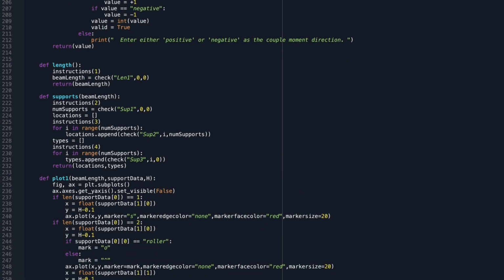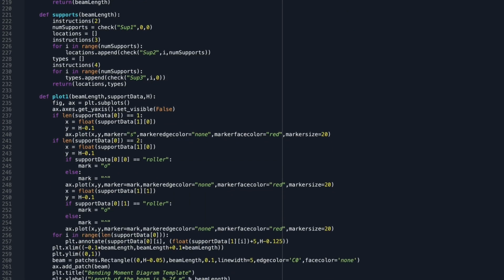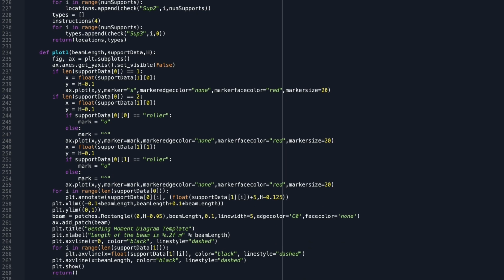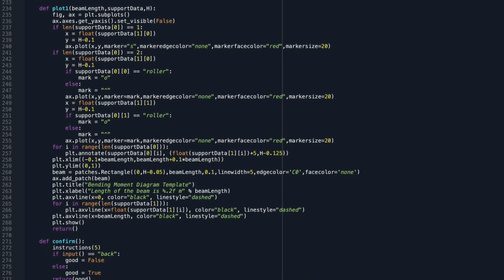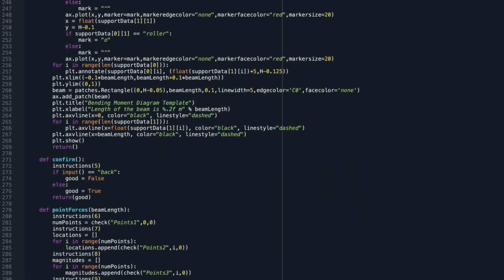Overall, I believe that my coding contest entry is original because of its utilization of the matplotlib library to carefully arrange shapes and lines to represent a beam, numerous forces, as well as support reactions and couple moments.